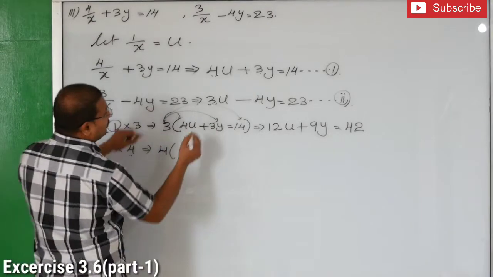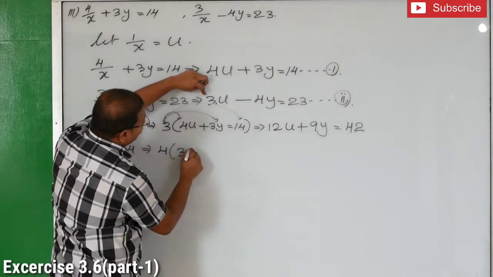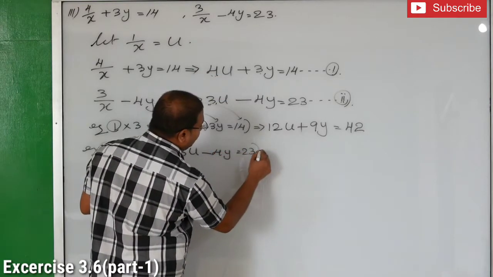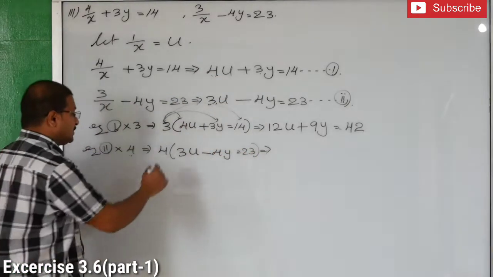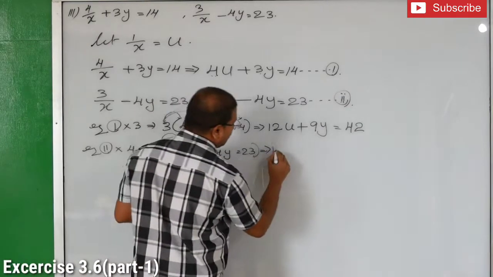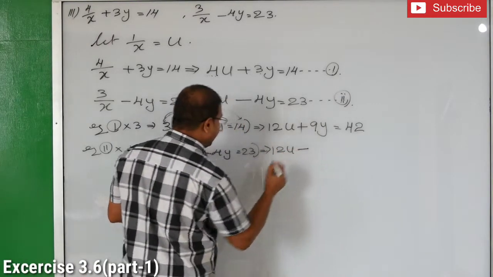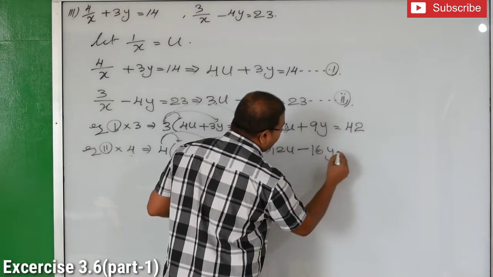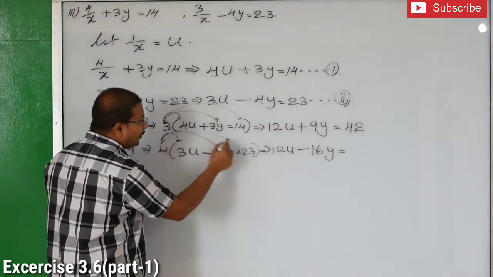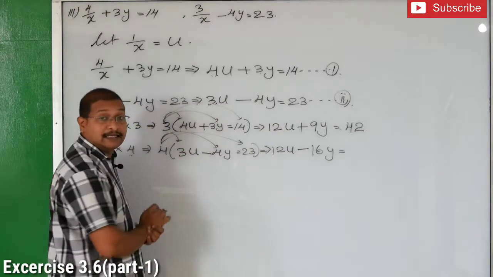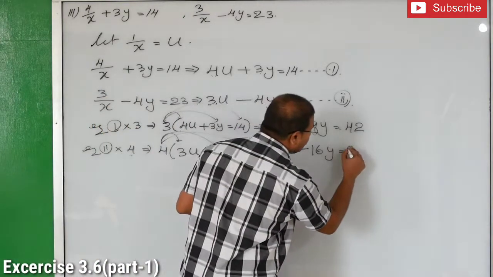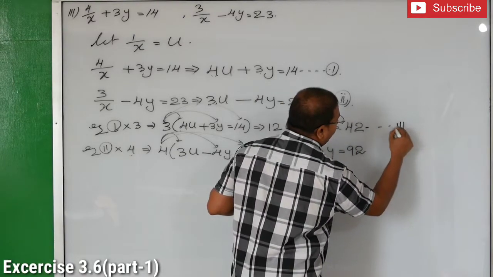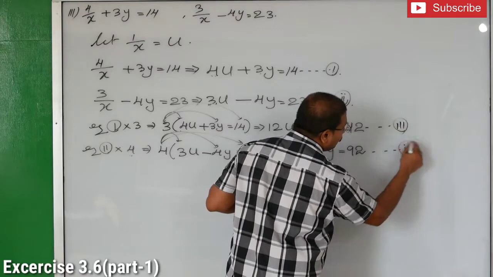Ready? Now next one, 4 into the second equation, what is that? 3u minus 4y equals 23 implies, see, 4 3s are 12. That means 12u minus 4 into 4, 16y equals 4 into 23, that is 92. See, this is equation number 3 and this one is equation number 4.